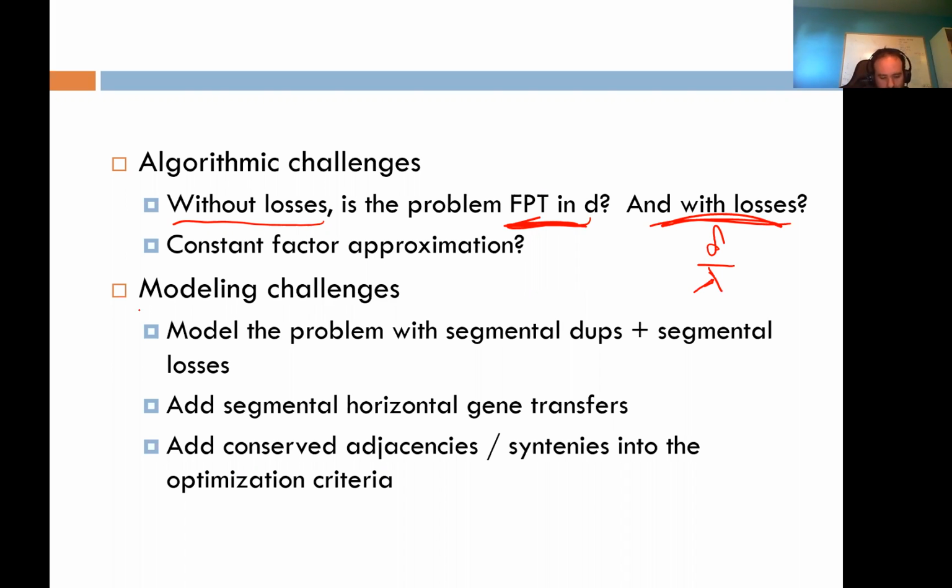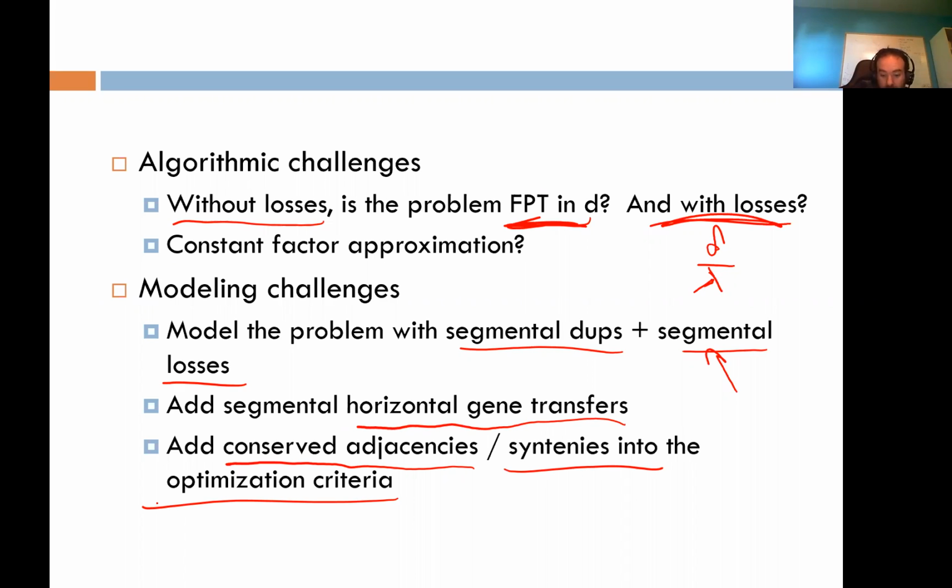And in terms of modeling, I'd like to model segmental duplications and segmental losses, because I failed to mention that the losses in our previous model were not segmental. We would like to model the problem if we incorporate HGT, gene transfers, and we'd like to incorporate the information of conserved adjacencies and the syntenies. Okay, this remains to be done. I'm currently working on that, mainly with Selinska-Navaka, but we're struggling a bit to devise reasonable models.